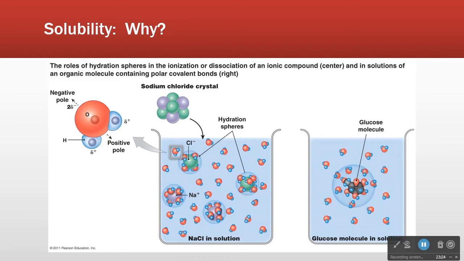So because, again, of the polar nature of water, in a glucose molecule, we put the negative end of the water molecules towards the positive sides of the glucose and vice versa, and we get a hydration sphere around that glucose, right? So this is why water is such a good solvent.